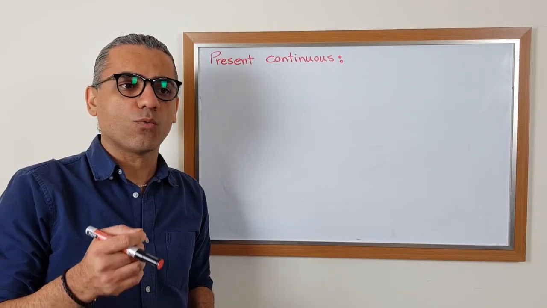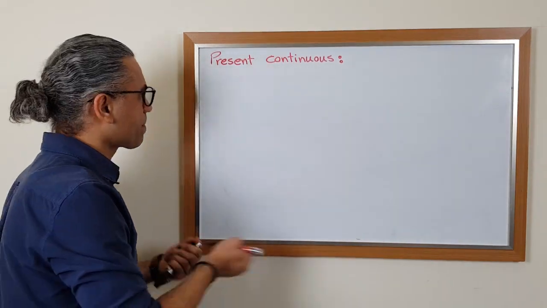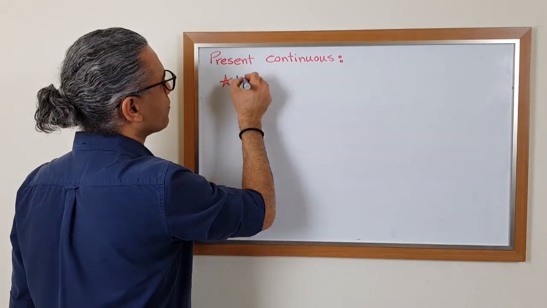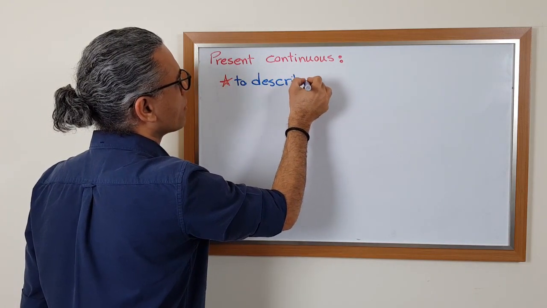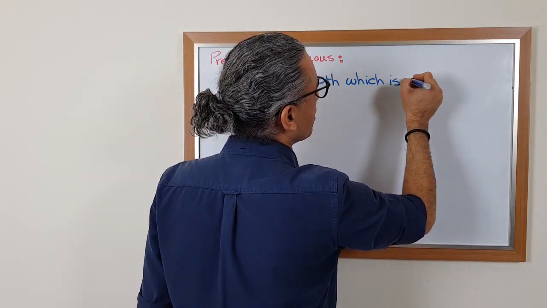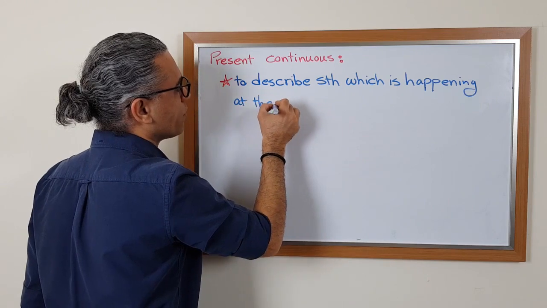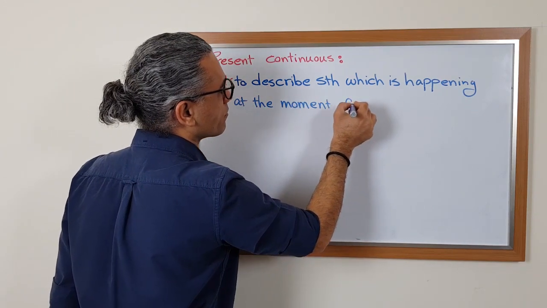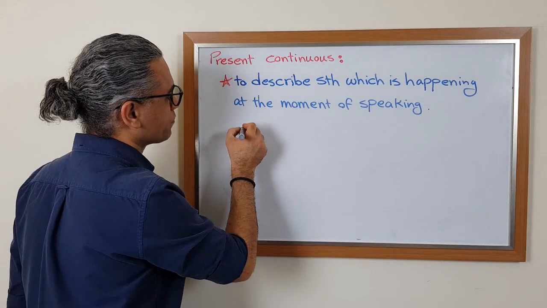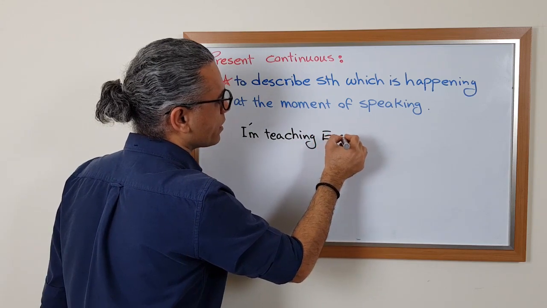Now let's see why we use present continuous sentences and what is the meaning of present continuous sentences. We use present continuous to describe something which is happening at the moment of speaking. For example, I'm teaching English.